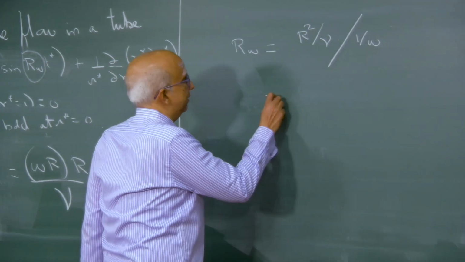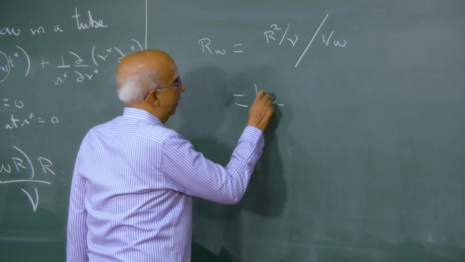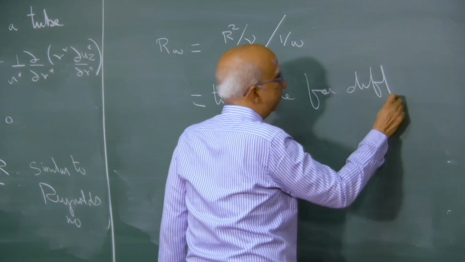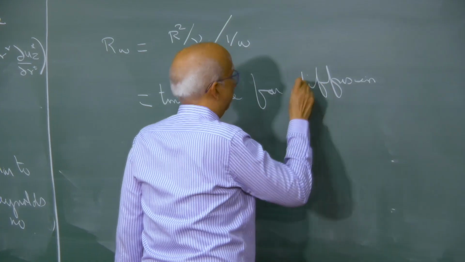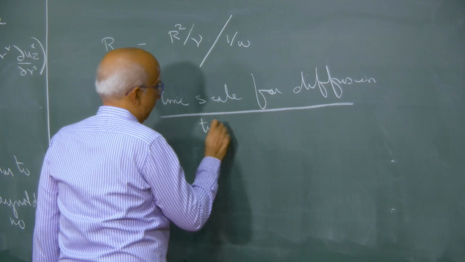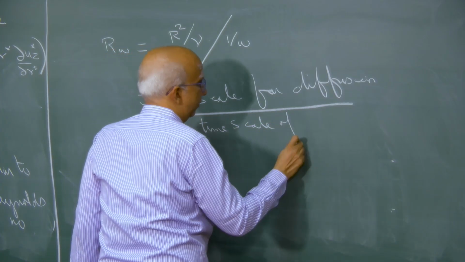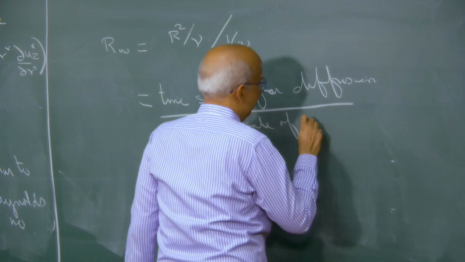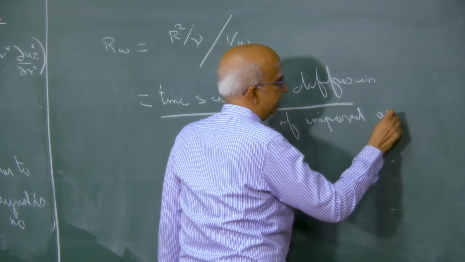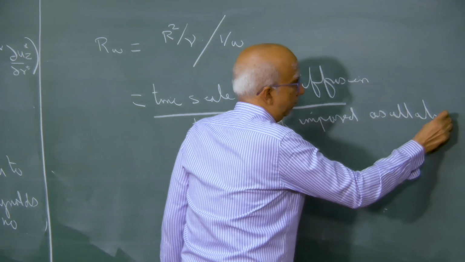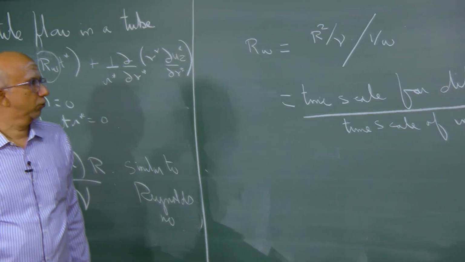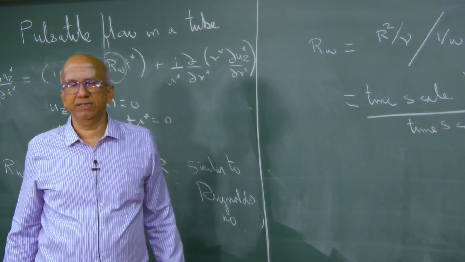Now, what is the numerator? This is the time scale for diffusion, and this is the time scale of the imposed oscillation. So, this is another interpretation for the dimensionless number.